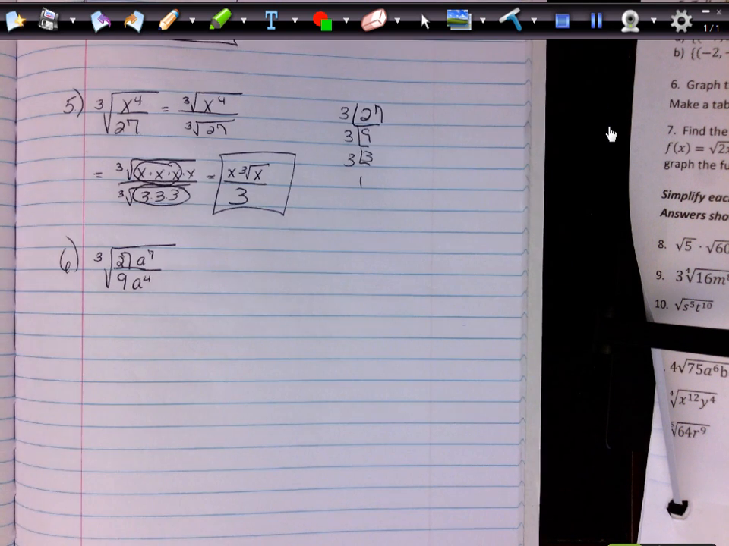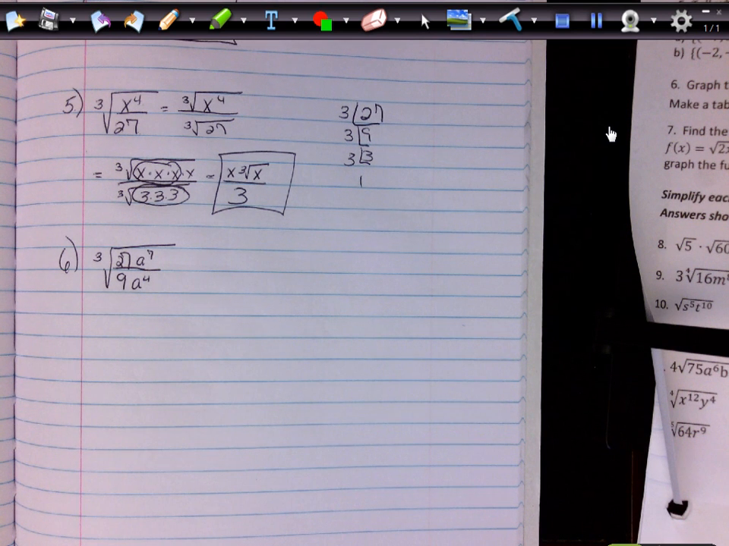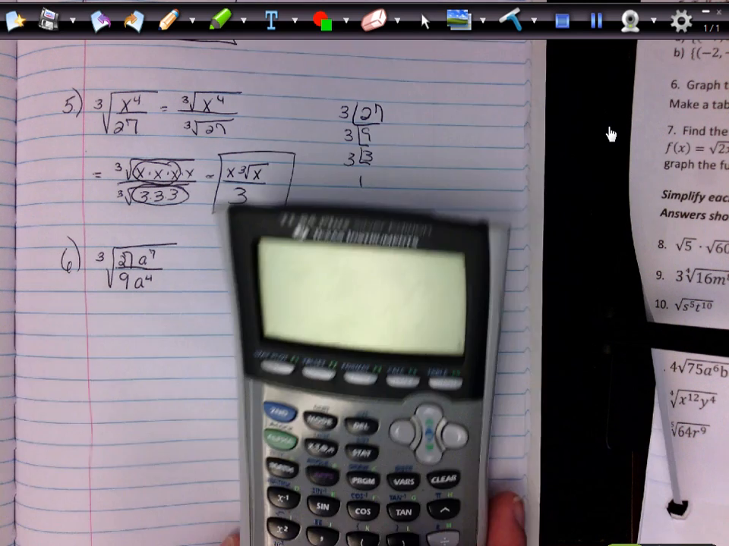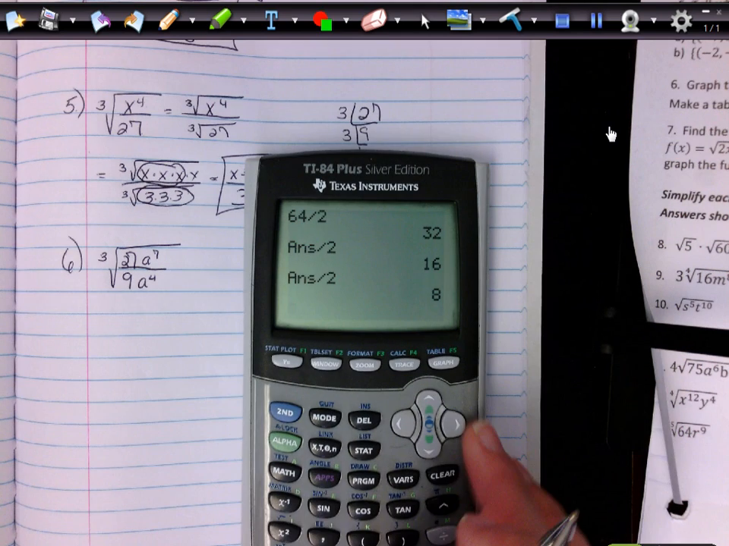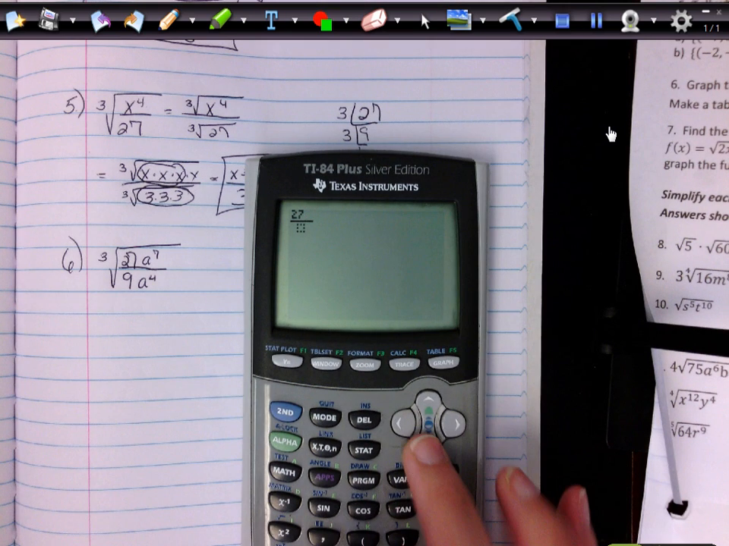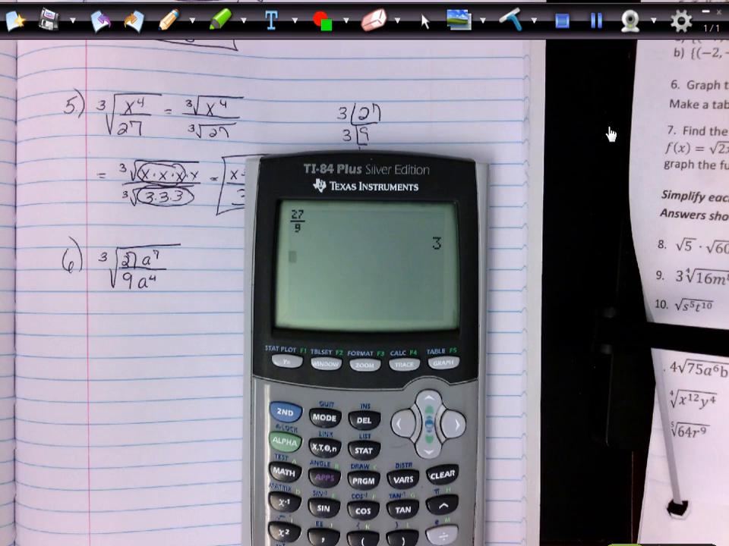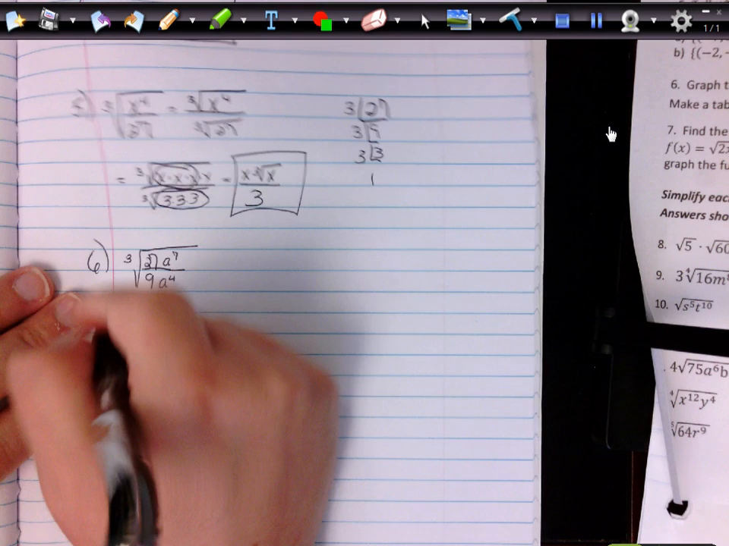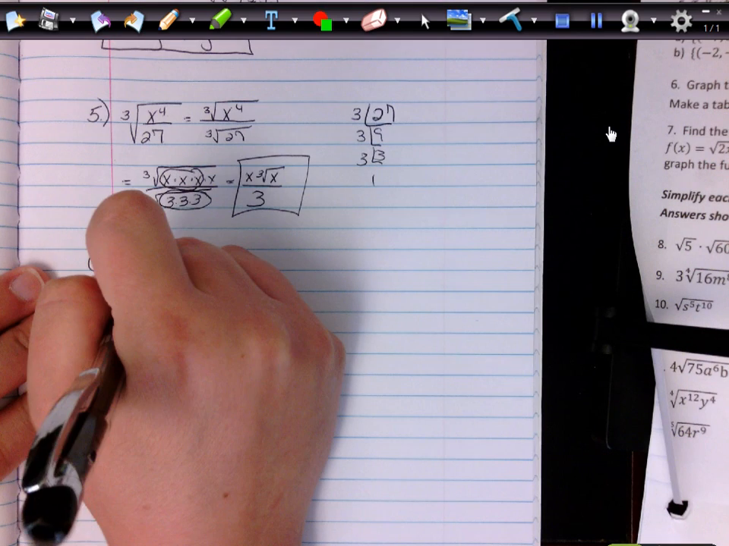Okay, go ahead and write down number 6. We have the 3rd root of 27a to the 7th over 9a to the 4th. Like I said, make sure that you can't reduce this first. So I'm going to use the alpha y equals of my calculator. I'm going to put in 27 over 9, and I get 3. So I can reduce this to 1 and 3.